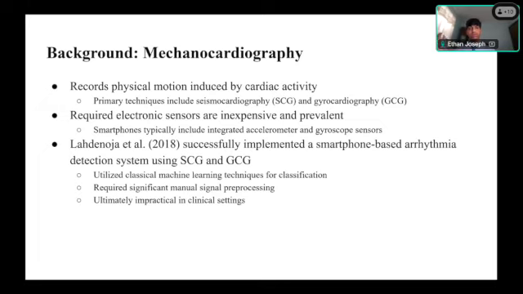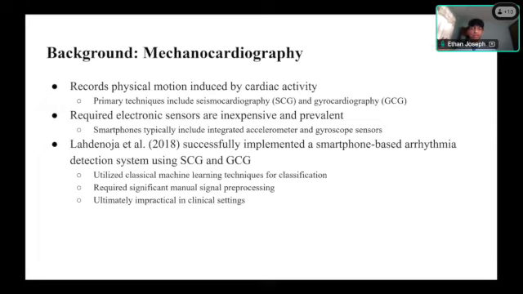And it's important to note that the sensors required for mechanocardiography are incredibly accessible and inexpensive. The sensors in question, accelerometers and gyroscopes, are incredibly prevalent and are also seen in all modern smartphones. Because of this, the viability of using smartphones for mechanocardiography has been researched and well established in literature. So, a smartphone based arrhythmia detection system using SCG and GCG has been implemented in the past.